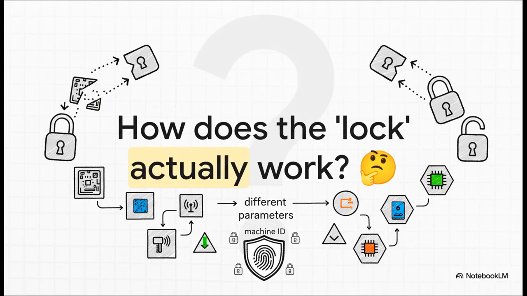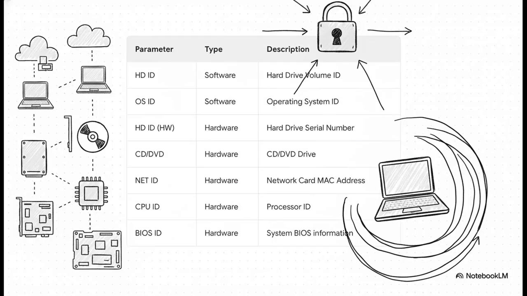And the best part is, as the developer, you get to choose exactly which ones to use to build that strong, unique machine ID. You've got 7 different locking parameters to play with here. A couple of them are software-based, like the hard drive's volume ID, but the other 5 are tied directly to physical hardware. We're talking about things like the network card's MAC address or the processor's ID. You can mix and match these to fine-tune how strict that lock is, letting you balance really tight security against a little bit of flexibility for your users if they, say, upgrade their hardware.